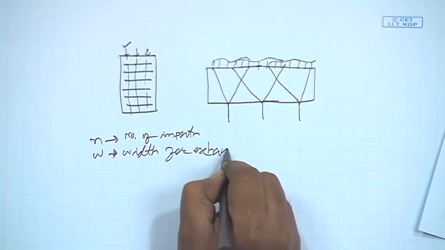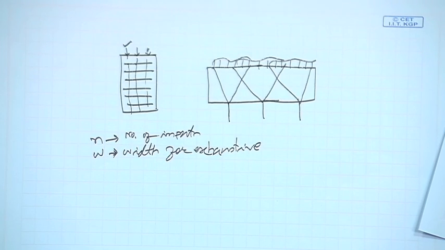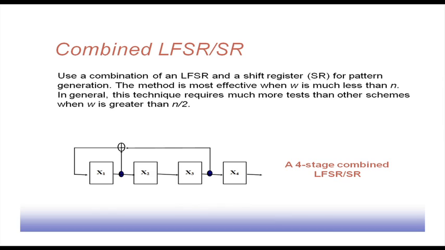Now, if you have this W much less than N, but there are more cones, then x1, x2, x3 may be feeding 3 different inputs of the circuit. There it is fine, because they are generating independent patterns that can be fed. But for the remaining inputs, we may be able to feed them through some shifter stages. So x4, x5, x6, we can add a number of shifter stages, and from those shifter stages we can feed the circuit.